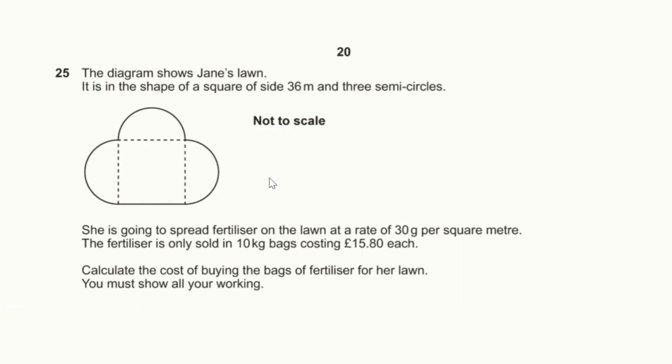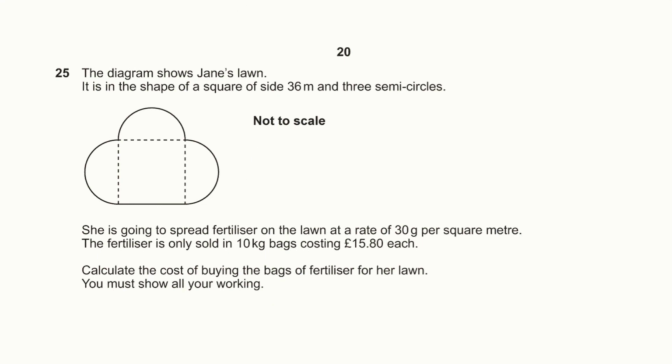Question 25. The diagram shows Jane's lawn. It's in the shape of a square of side 36 meters and 3 semicircles. She's going to spread fertilizer on the lawn at a rate of 30 grams per square meter. The fertilizer is only sold in 10 kilogram bags, costing £15.80 each. You have to calculate the cost of buying the bags of fertilizer for her lawn. You must show all of your working.